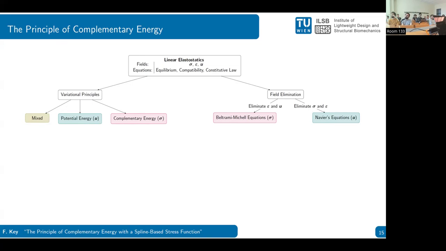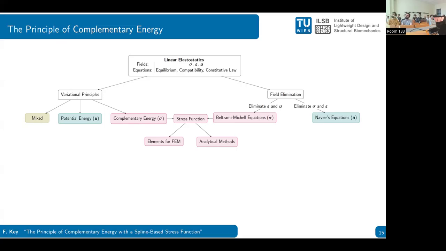Okay, but we follow this other path. So we didn't go here. So here actually there's also a way of equivalence between this and this, but rather, okay, we follow now this path. We have this principle of minimum complementary energy.